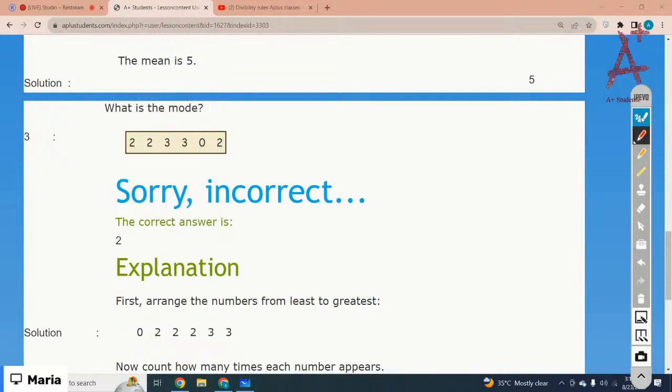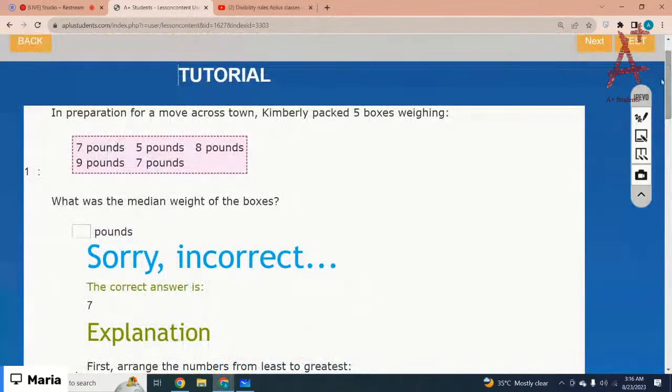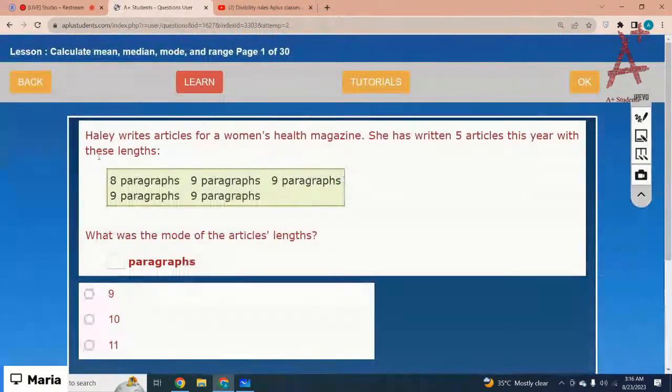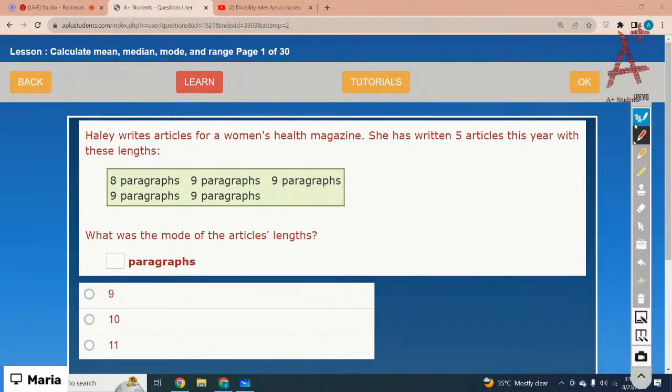Let's start with the practice questions. Halle writes articles for women's health. She has written 5 articles this year with these lengths: 8, 9, 9, 9, 9. What was the mode of the articles? Mode is the number that appears most of the time. You have to arrange the data from least to greatest. You can see they are already arranged, right? 8 appears one time, and here you have 9 four times. So 9 appears most often in the data, so 9 is the mode of the data. The correct option is 9.